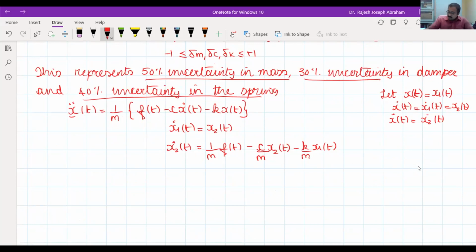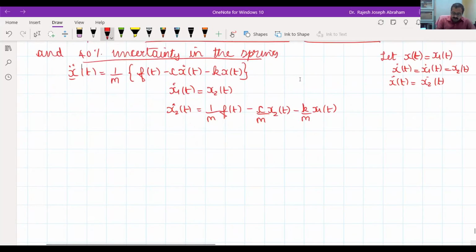So let us draw the block diagram for this first. This is our forcing function f of t. What is x2 dot of t? 1 by m into the algebraic sum of these signals, so there should be a summing point here. Then all these should pass through a block with a gain of 1 by m. How do I know that? Because on the right hand side of the x2 dot equation, all the terms have m in the denominator.